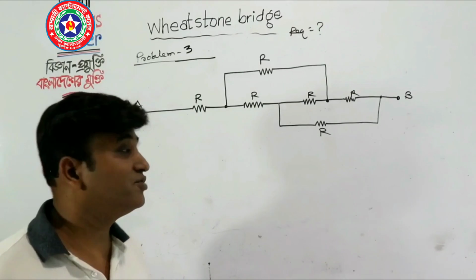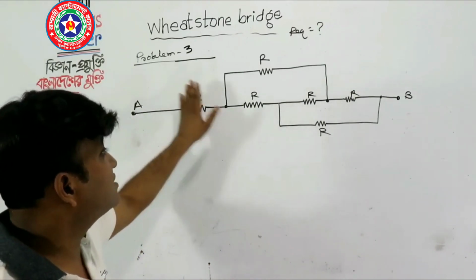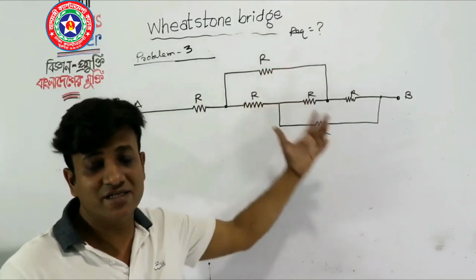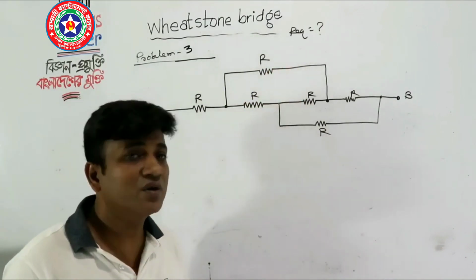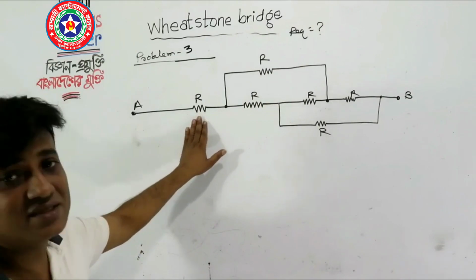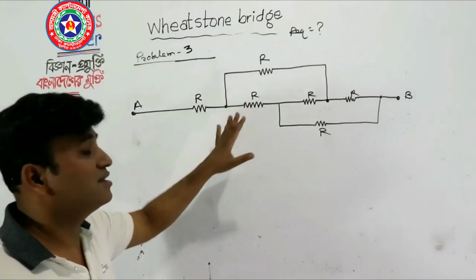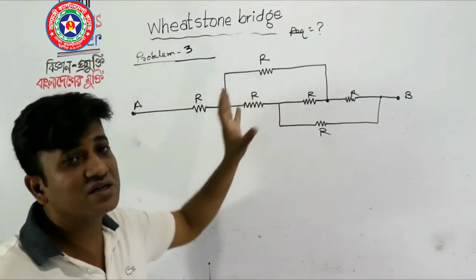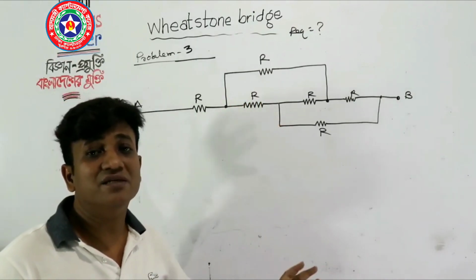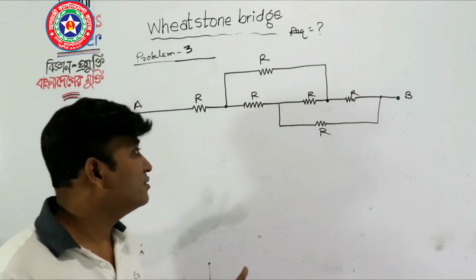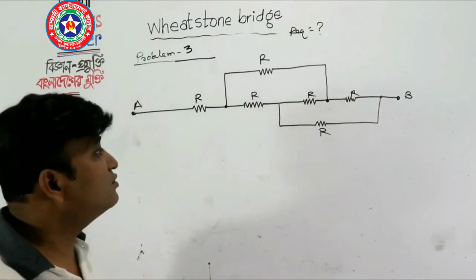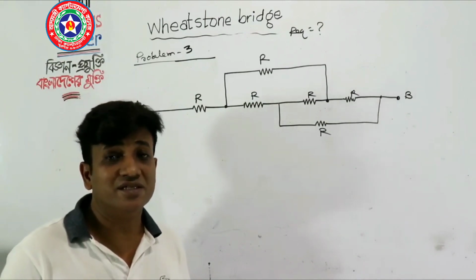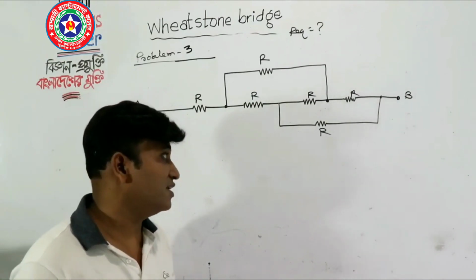Now the problem 3. The circuit is given here. You have to calculate the equivalent resistance of this circuit. Okay, if we analyze this circuit, then we get that these resistances are connected neither in series nor in parallel. So how can we calculate the equivalent resistance of this circuit?